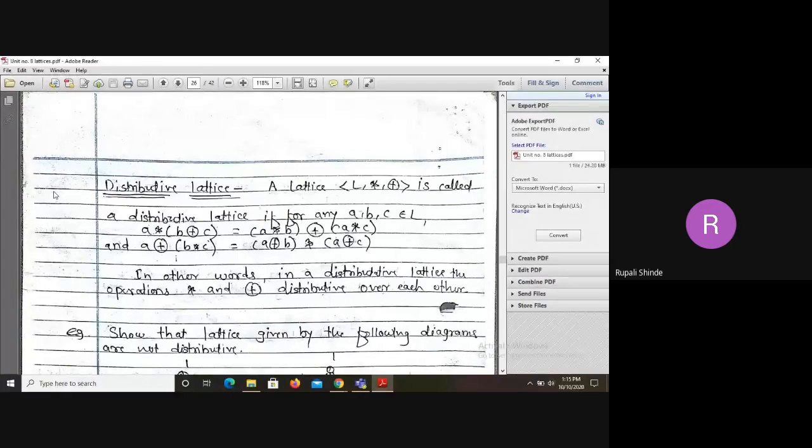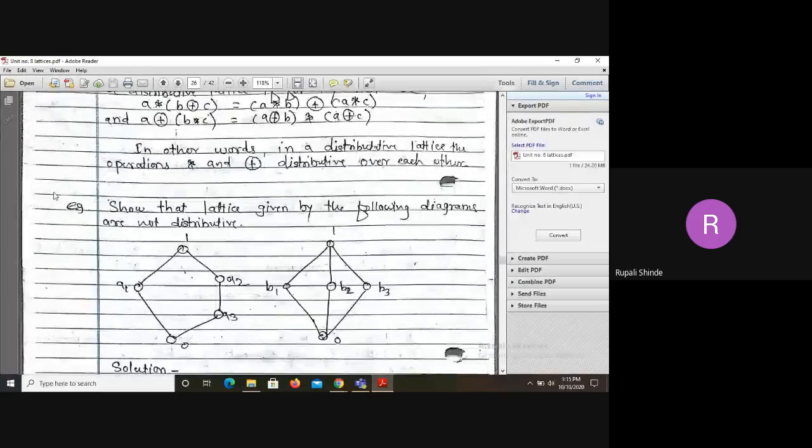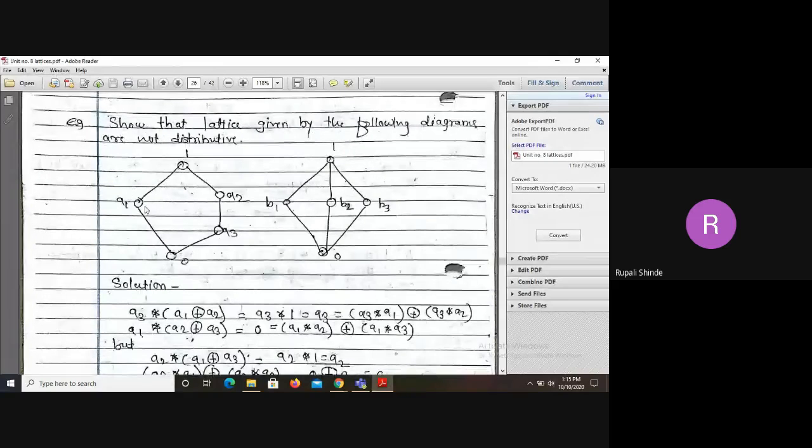Yes, ma'am. Okay. So here they have given some examples. Show that the lattices given by the following diagrams are not distributive. So here we have to prove the given lattices are not distributive. In the first case, five elements are there: A1, A2, A3, 0, and 1.